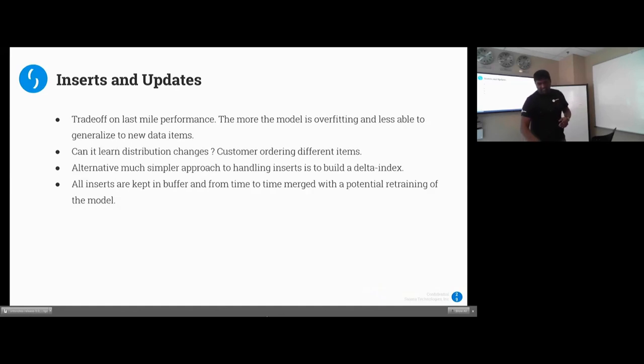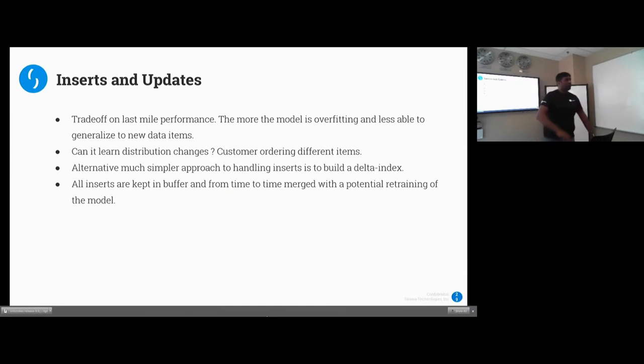But they have actually dug into it even further. What if the model generalizes fairly well, what is the trade-off from a last mile accuracy perspective? Let's say my model gives 99% accuracy. That means when a new insert comes in which is a little different, can that particular pattern be learned? Or should I deal with something later? That's something you need to worry about. And can it learn distribution changes?